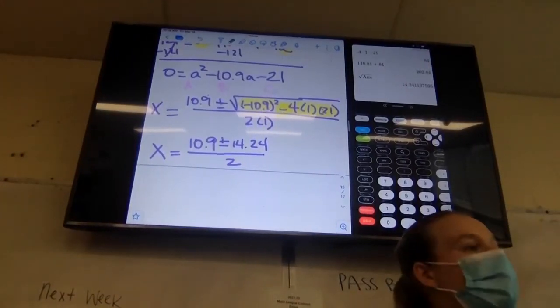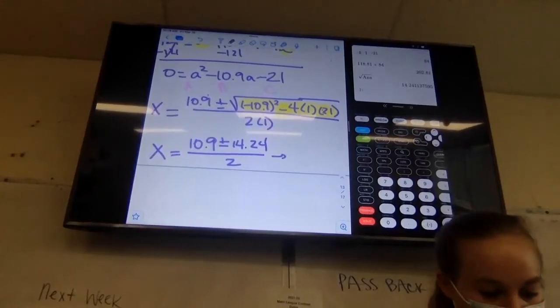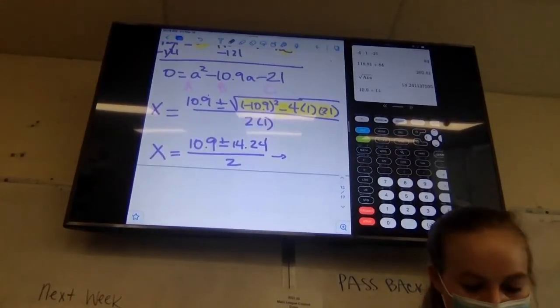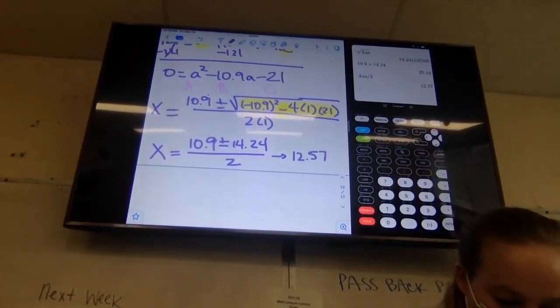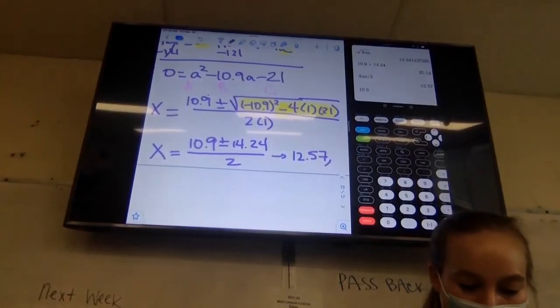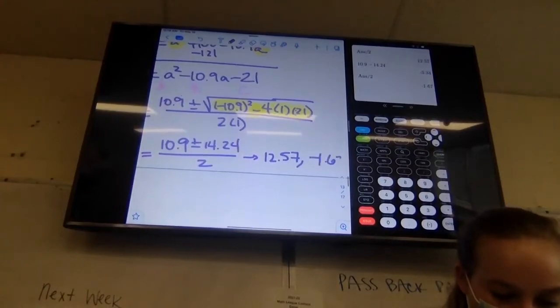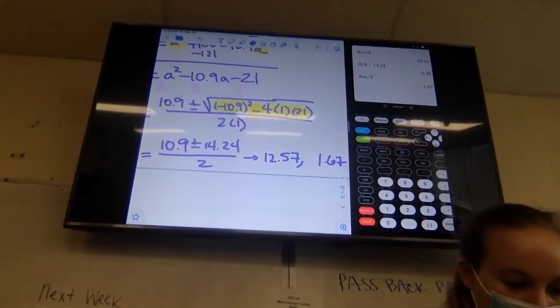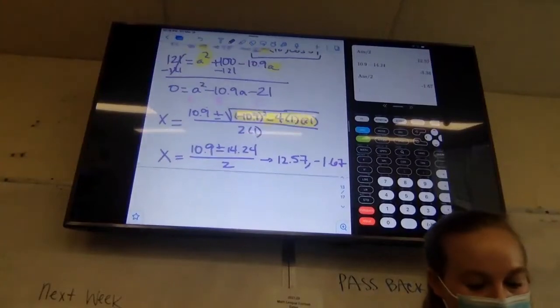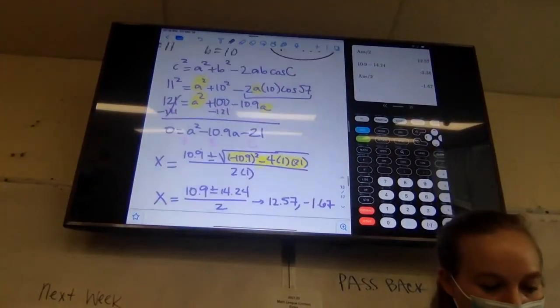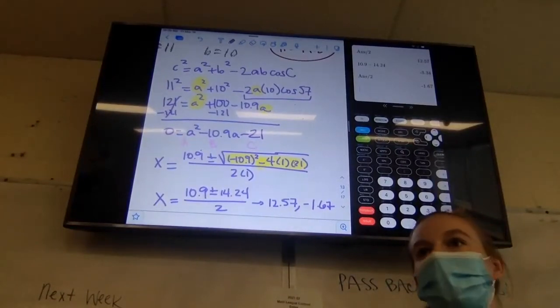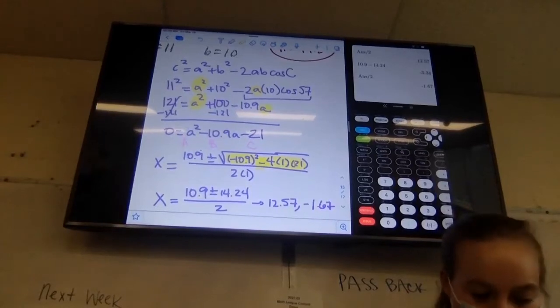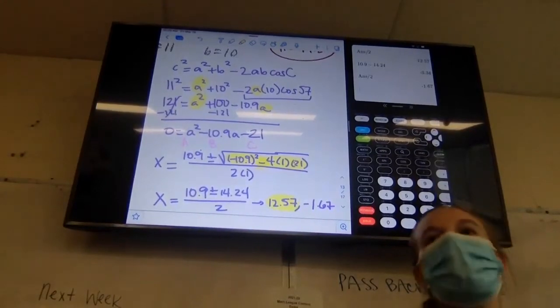All right, now since I've got plus or minus, I need to do both. So I've got to do 10.9 plus 14.24 and then divide that by 2. So I get 12.57. And then I have to do 10.9 minus 14.24 all divided by 2. And I get negative 1.67. And now it's kind of like the human what-makes-sense check. If those are my two answers, what is going to make sense as a side length? The positive number, 12.57.